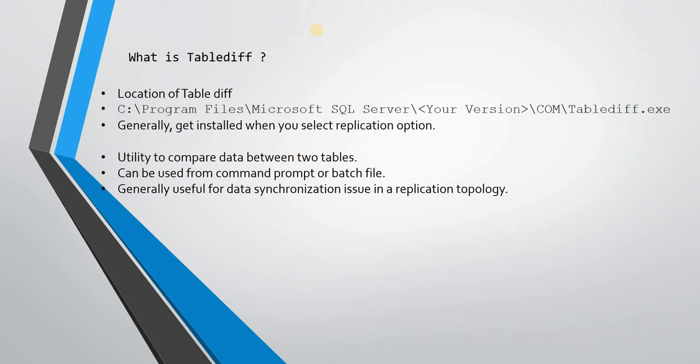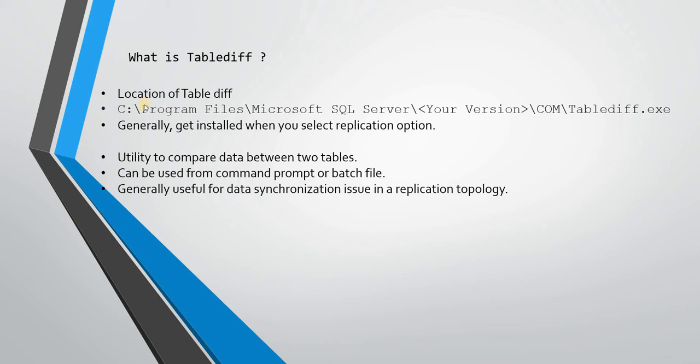It basically compares the columns and values in the columns between two tables and then gives the output result. Wherever the values are mismatching, it will give us the result, and at the same time, if we want, it can generate the script as well.